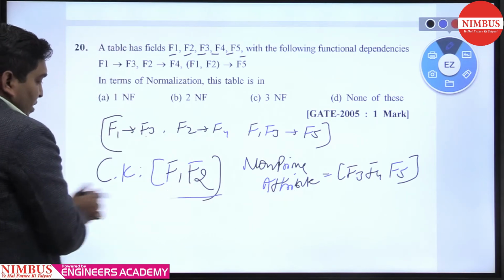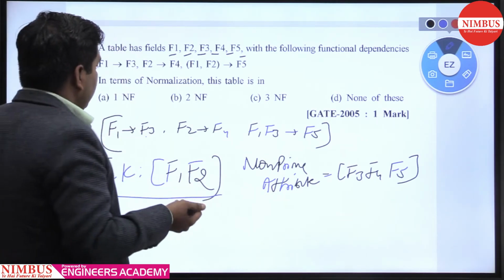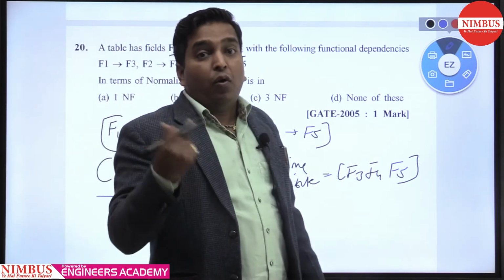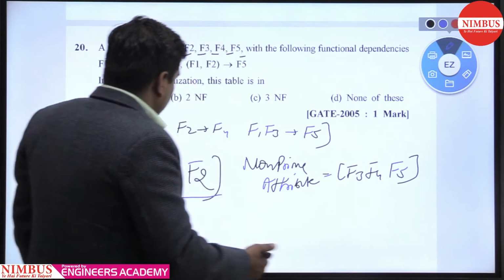Now he is asking in terms of normalization which form the table is in. Yes, definitely it is in 1NF because we can determine the candidate key. For 2NF we have to check whether there is a partial dependency or not. How do we check the partial dependency? What is the meaning of partial dependency?